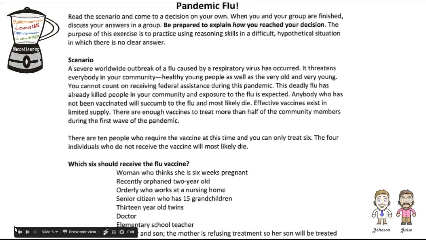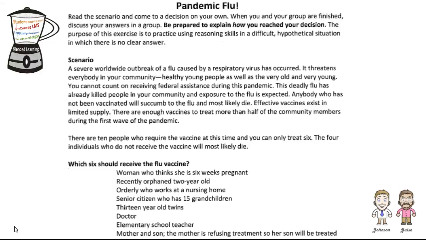So here's an example of a case that I use in my bioethics class. It's called the pandemic flu. What they do is they read the scenario, which is the case, and it's about an outbreak of a special type of flu that is causing a respiratory virus, and it threatens everybody in the community. It's very contagious, and there's only a certain number of vaccines available. They're given 10 people who require the vaccine at this time, and they can only treat 6. And whichever 4 individuals do not receive the vaccine, they will most likely die.